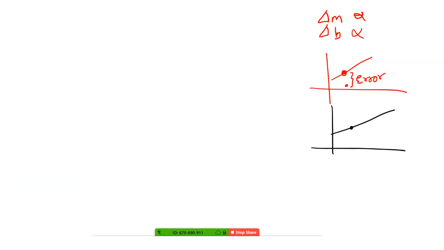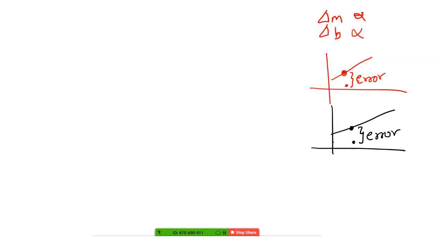Let's say the line is over here. This is our prediction. This is our actual output. So should I adjust the line? And this is the error. Okay. So Nitesh already has given the answer, but let me just explain Himanshu as well.